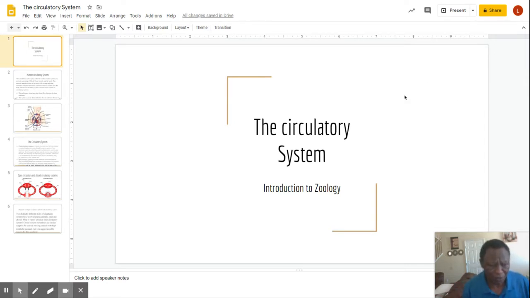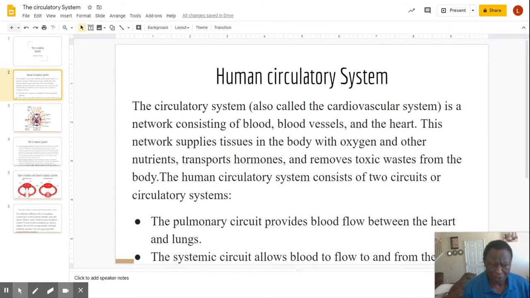Our topic for today is the circulatory system. Using the human circulatory system for our definition, the circulatory system is the organ system that transports nutrients, hormones, enzymes, and removes toxic waste from the body. It is also called the cardiovascular system and consists of the blood vessels and the heart.